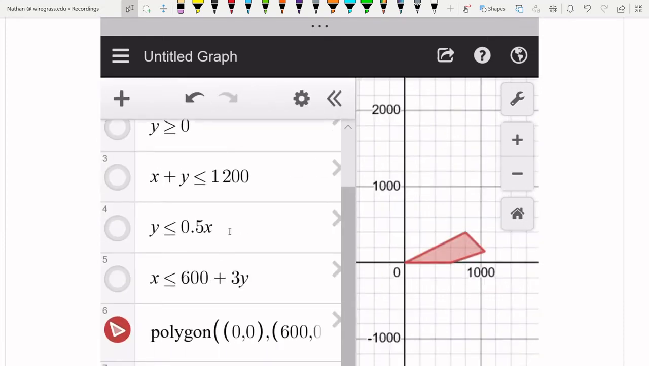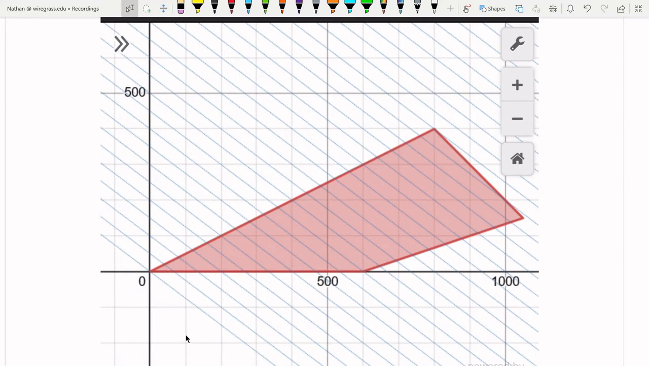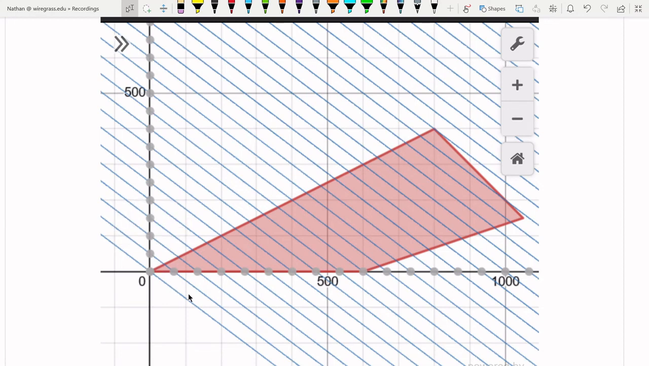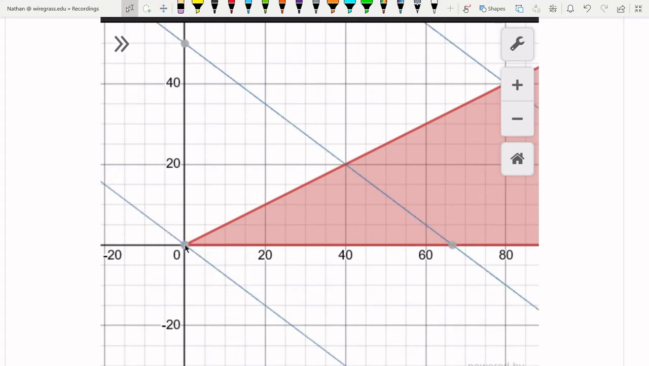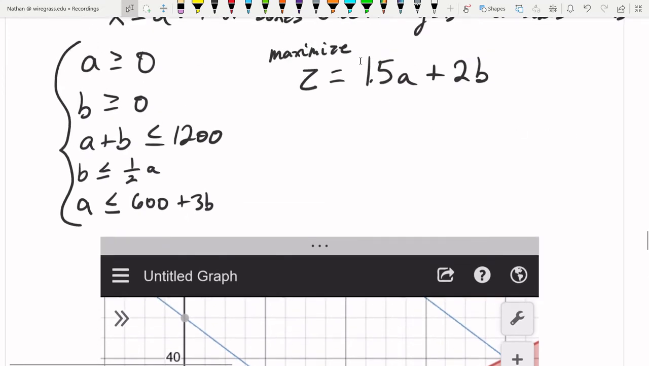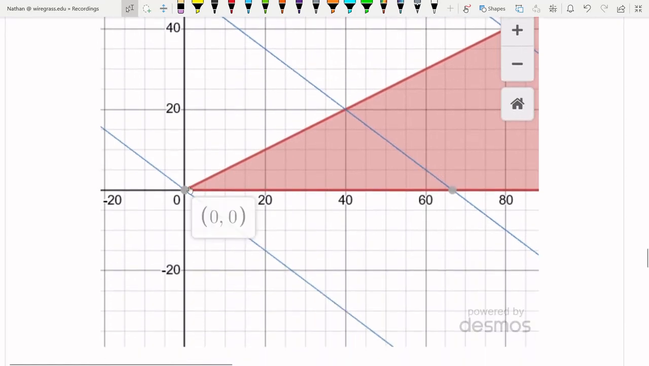Let me show you. Okay, so what I have here is I have the polygon here, and each one of these lines is a different contour function from the lowest z level. This is a profit of 0. You can see that because when x and y are 0 and 0, a and b are 0 and 0, we make 0 times 150 plus 2 times 0 is 0. So our profit is $0. So this is the lowest, and then each step is 100 profit.